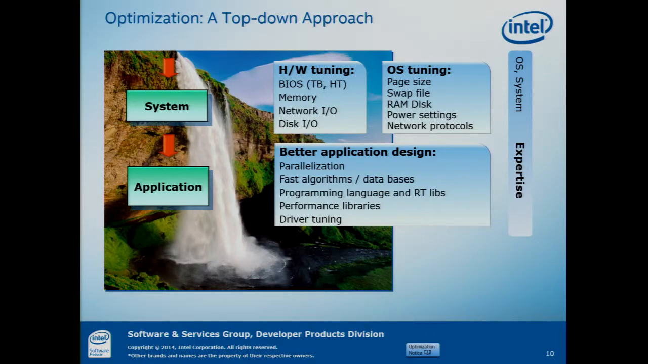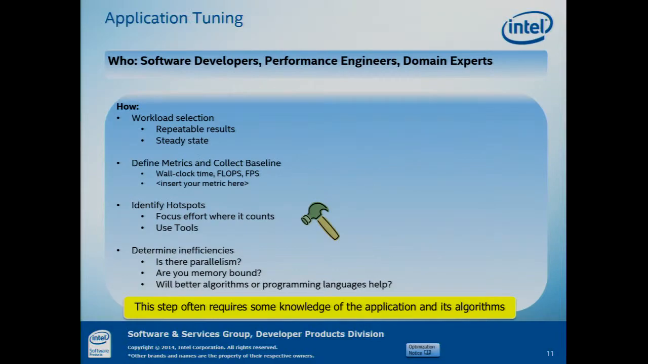So for the introduction, that's the only slide I have for the system. The application is where it gets a lot more interesting. This is where we're doing things to tune our application at various levels to get more performance. Generally, there's some expertise associated with this. You need to know something about the algorithm. So the people that would be doing this type of application tuning would be software developers, performance engineers, and domain experts. So how do you do application tuning?